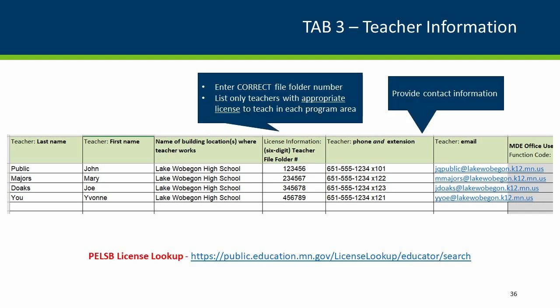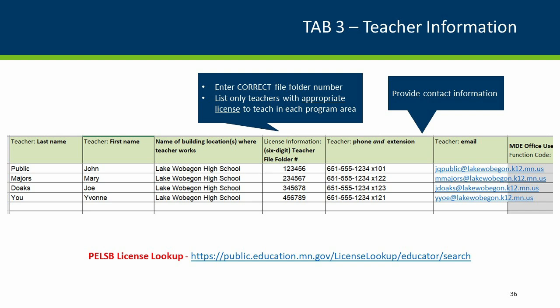Then we're going to want you to list all the teacher information, their file folder number, their contact information. When you're doing their file folder numbers, I would recommend that you look them up at the PELSB license lookup link that's listed below, because I've often found that people have the wrong file folder numbers listed. So it's good to go double check and make sure you have the right one, but it's also an opportunity to make sure your teachers have the appropriate licenses for the program areas for which you seek approval. So make sure all that information is there.